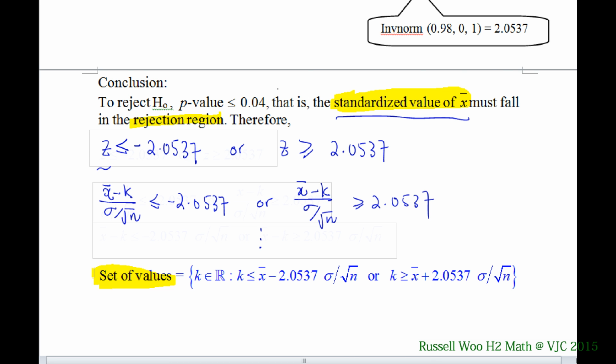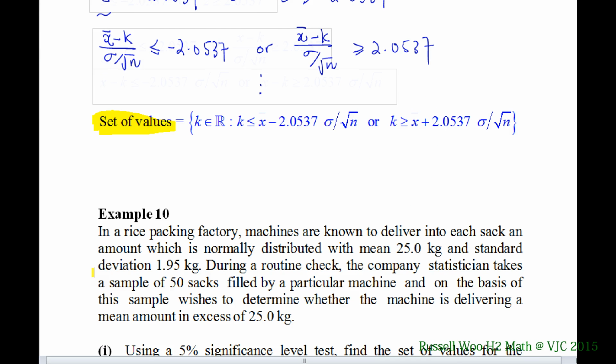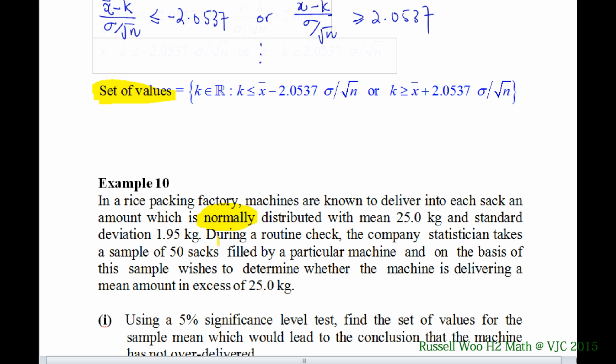Example 10. In a rice packing factory, machines are known to deliver each set an amount that is normally distributed. Population X is normal, with standard deviation 1.95. This is a population standard deviation. Again, we know the population standard deviation. You take n equals to 50, and you want to check whether it is in excess of 25 kilogram.